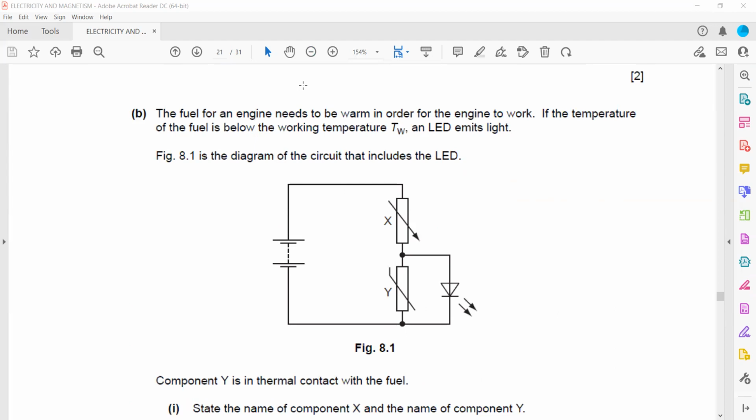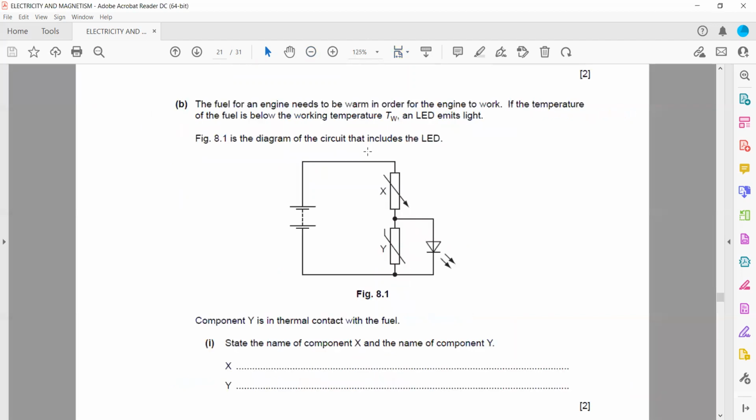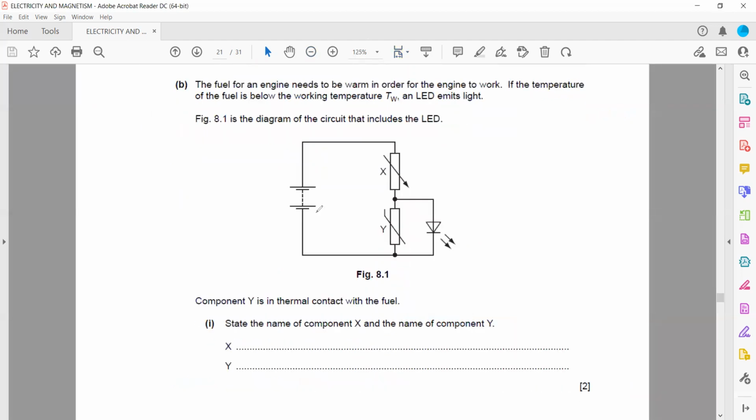The fuel of an engine needs to be warm in order for the engine to work. If the temperature of the fuel is below the working temperature, an LED emits light. In figure 8.1, a diagram shows a circuit that includes an LED. The component Y is in thermal contact with the fuel. State the name of component X. That is a variable resistor. And component Y is a thermistor, a heat resistor.